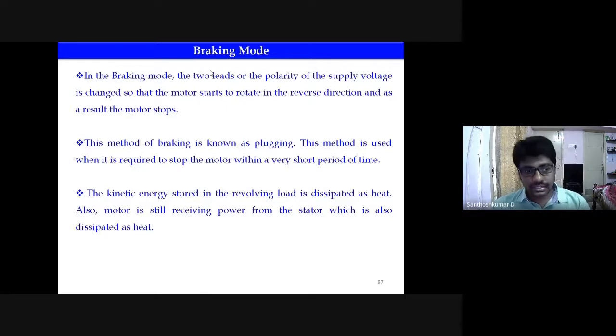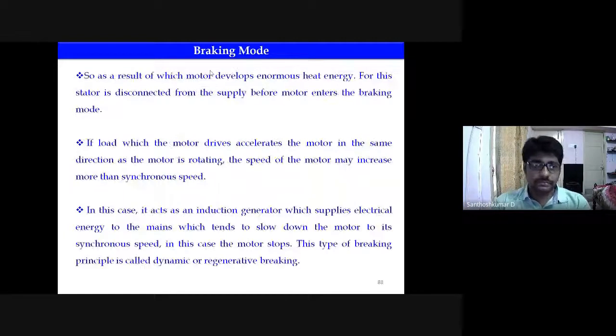Here the kinetic energy stored in the revolving load is dissipated as heat. The motor still receives power from the stator side, which is also dissipated as heat. So if you change the polarity to stop the motor, the motor stops, but the reactive power, kinetic energy, and supply energy are still there in the motor, and all of that is dissipated as heat. So it will produce enormous heat energy. If the stator is disconnected from the supply, this heat energy may be reduced.